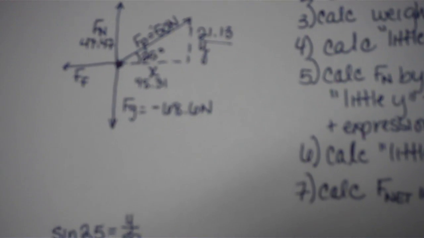So in this case, F net is equal to mass times acceleration. And in this case, our F net is going to be equal to the mass, which is 7, times the acceleration, which is 3. So our F net is going to be equal to 21 newtons. And our net force equation in this case is F net is equal to the force of friction plus the force of that little x. So now we have 21 is equal to the force of friction plus 45.31.